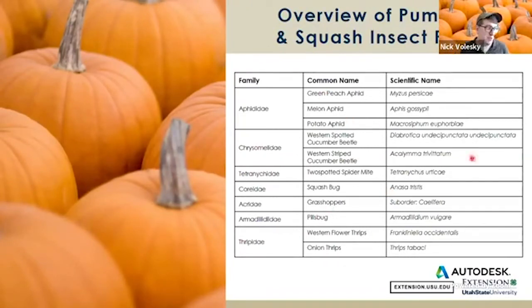So Gordon said Ron Wallace uses mustard in his high tunnel. So that's pretty cool. So here's a list of insect pests. So we have aphids, different species of aphids that you might see, cucumber beetles, mites, squash bugs, grasshoppers, pill bugs, and thrips.